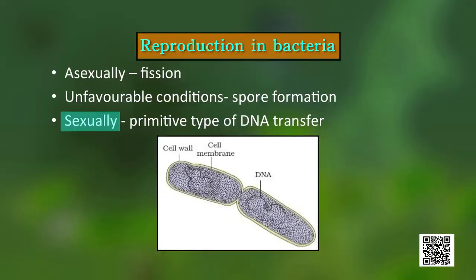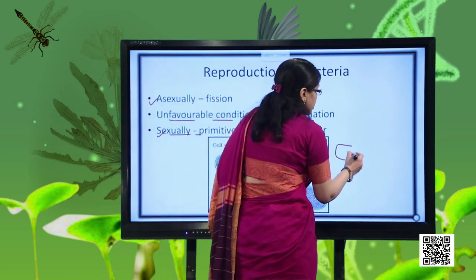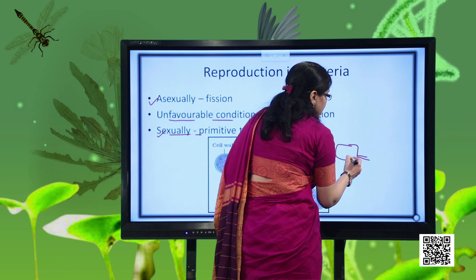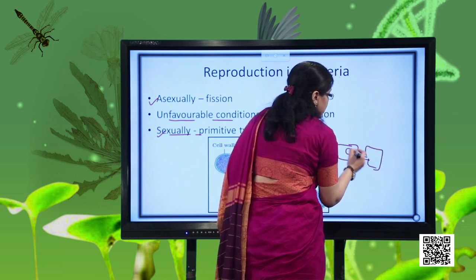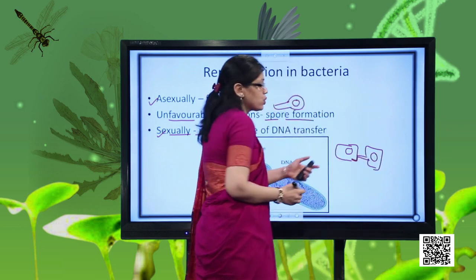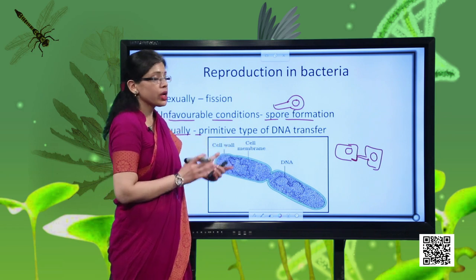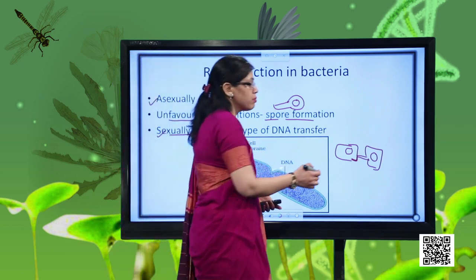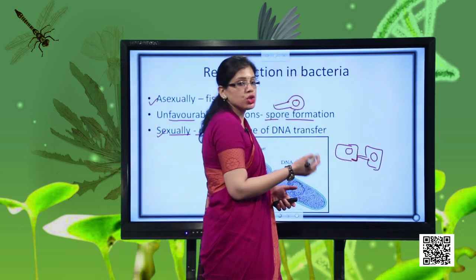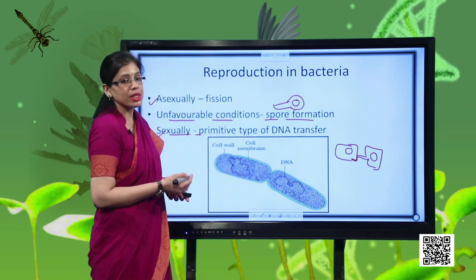Then we have the third method also, that is the sexual type of reproduction. In this, what would happen is the two bacteria would get attached with the help of a tube-like structure, and with the help of that structure they would be exchanging a part of their DNA. This type of primitive sexual reproduction is not a classical sexual reproduction because no gamete formation or any other procedure is taking place. They are simply exchanging a part of their DNA with the help of a tube-like structure. So this type of primitive sexual reproduction is also seen in bacteria.